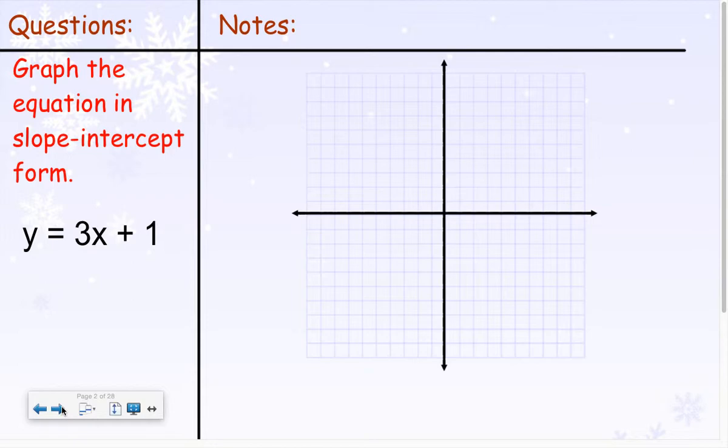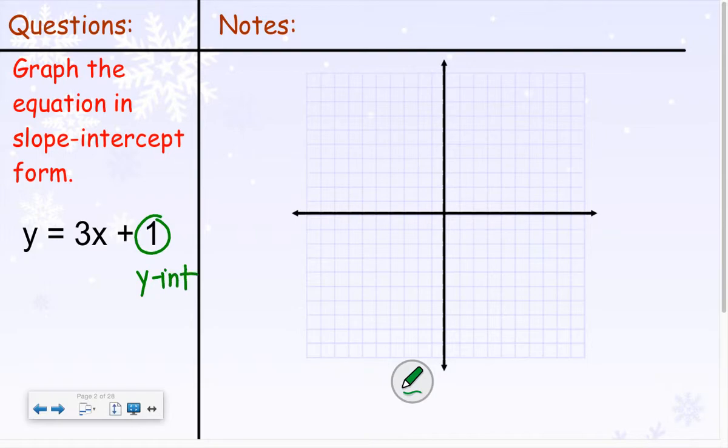All right, first example. Graph the equation in slope-intercept form. We have the equation y equals 3x plus 1, which is in slope-intercept form. Now the number we always graph first is our y-intercept. Keep in mind, if you have trouble remembering which one is the slope and which one is the y-intercept, the number that's all by itself without the x next to it is the y-intercept.